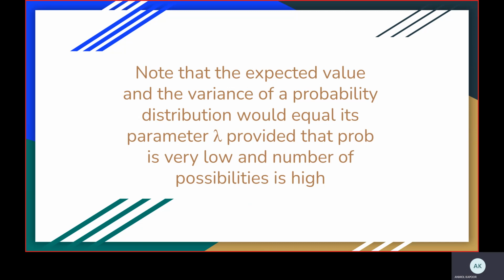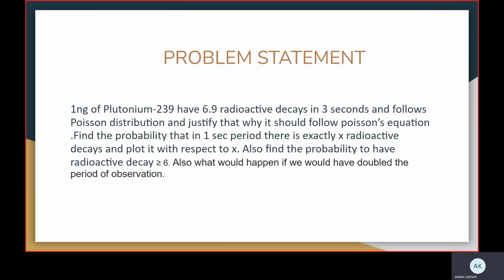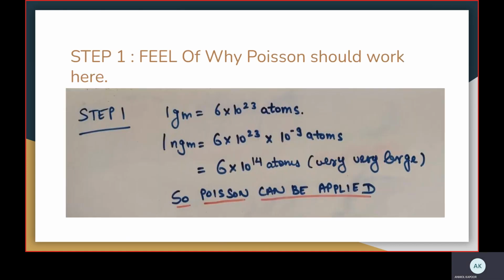So the question is that we are having 1 nanogram of plutonium-239, which is a radioactive material, and it has 6.9 radioactive decays in 3 seconds. Also, it is given to us that it follows Poisson distribution. So we should first justify whether this Poisson distribution is okay for this case or not. So I'm going to give a feel about why Poisson distribution should work here.